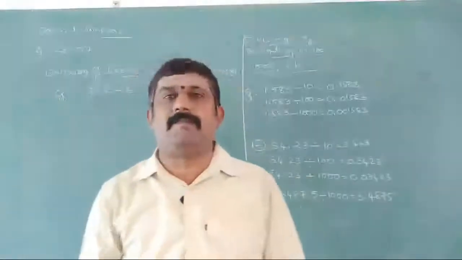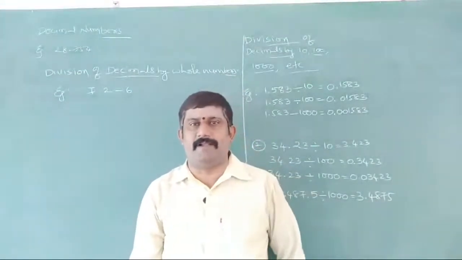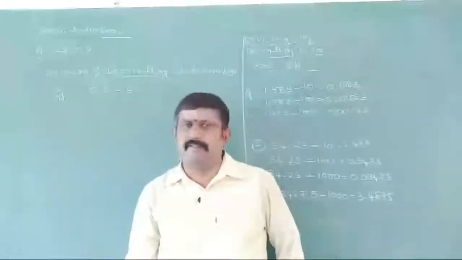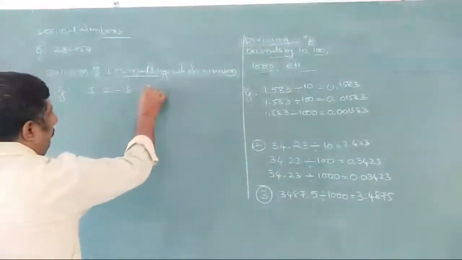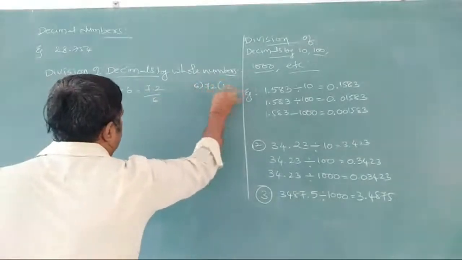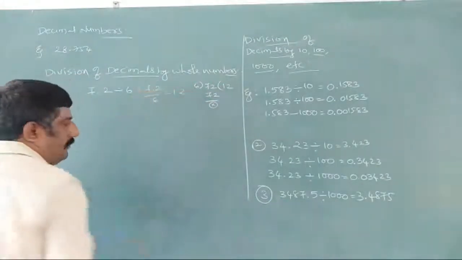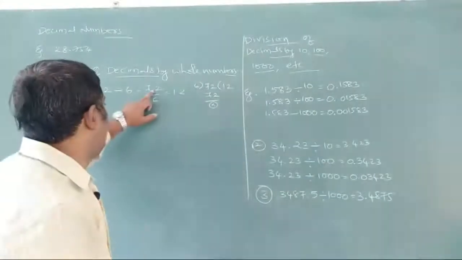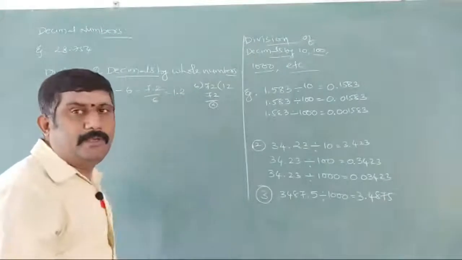Division of decimals by whole numbers. So the example we are taking here, 7.2 divided by 6. Similar division you do. What is it? 72 divided by 6, how much are you going to get? 12 you are going to get. For this we have only one digit after the point, so keep 1 here. So it is going to be 1.2.